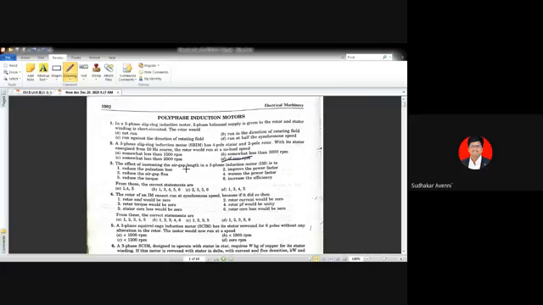So that is the case. See here, fourth objective type bit. It's a very important bit.